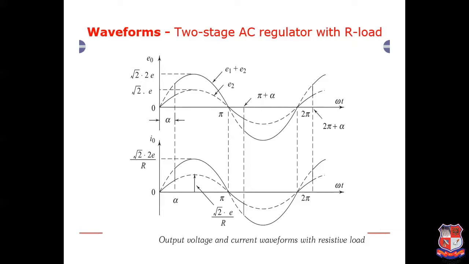As we can see from the waveform, thyristor T3 is turned on at omega t equals 0. Therefore, the output voltage magnitude we get is E2, and at omega t equals alpha, thyristor T1 is triggered, so the output voltage is E1 plus E2. If we consider it as Vs and twice Vs, then E2 should be Vs and E1 plus E2 should be twice Vs. The same happens for the negative cycle. At omega t equals pi, thyristor T4 is turned on, and at omega t equals pi plus alpha, thyristor T2 is turned on.